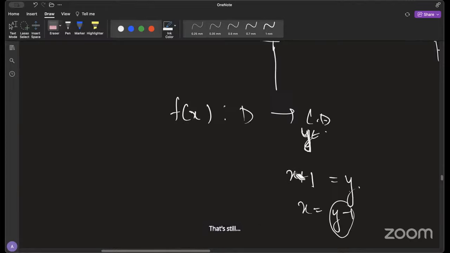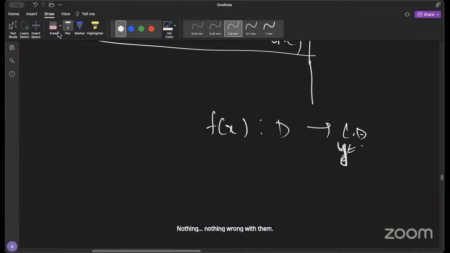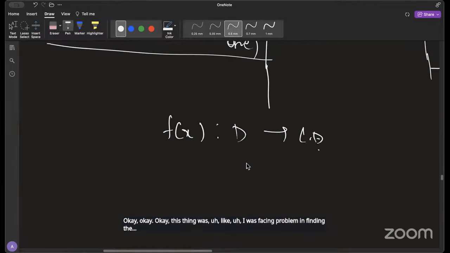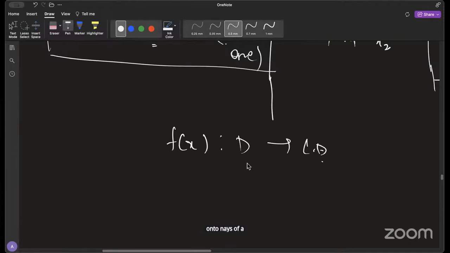There should be only one x, because if you have two x, that would be a problem? Yes, ma'am. Nothing wrong with one. Okay, I was facing a problem in finding the onto-ness of a function. So this method is very good.